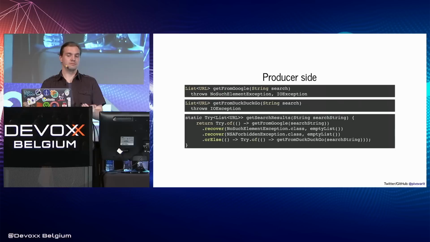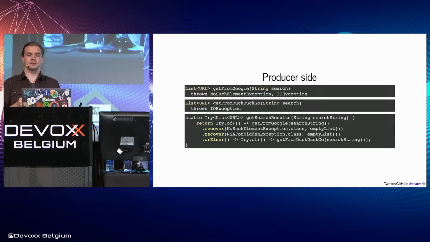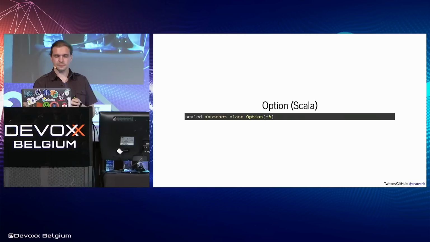So for example, recover from no such element exception, recover with an empty list, because we don't need to abuse the consumer by forcing that person to handle the exception. Well, no such element exception is pretty much equal to an empty list, right? And then if something went wrong, we can still use orElse and fall back to another implementation.